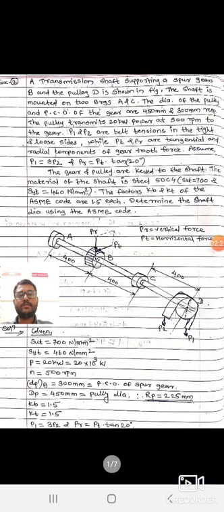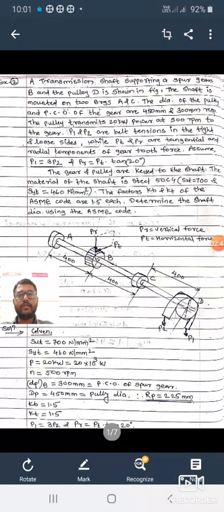The given data is ultimate tensile strength equal to 700 Newton per mm square. Then yield strength is given equal to 460 Newton per mm square. Then P, that is power, is given as 20 kilowatt, that is equal to 20 into 10 raised to 3 watt. Then N is equal to 500 rpm.